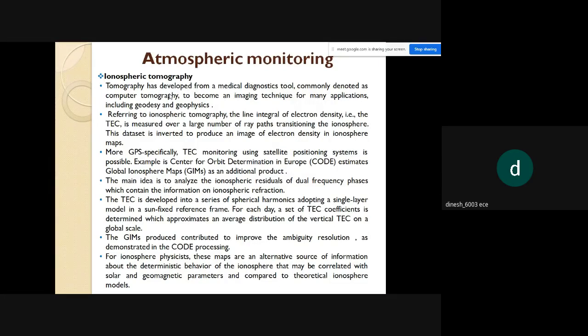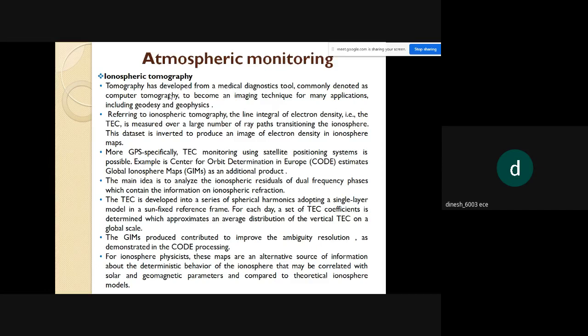An example is CODE, the Center for Orbit Determination in Europe, which estimates the global ionosphere maps as an additional product in the GPS system.